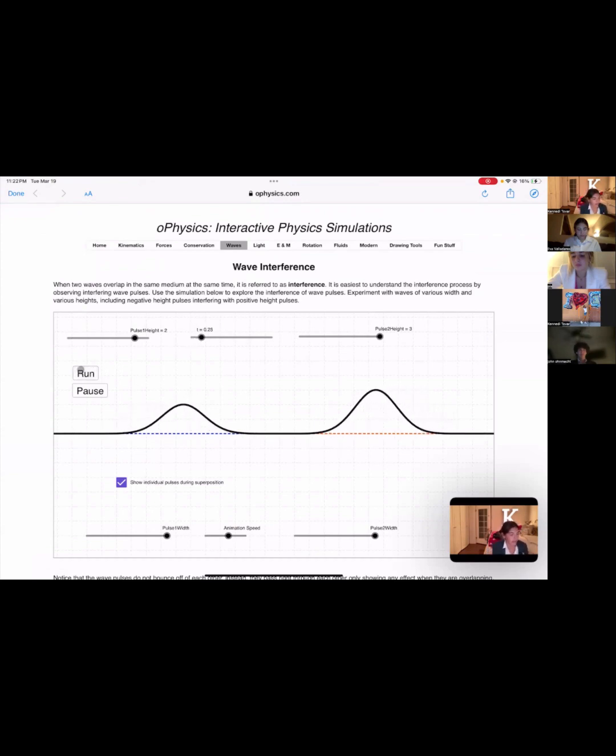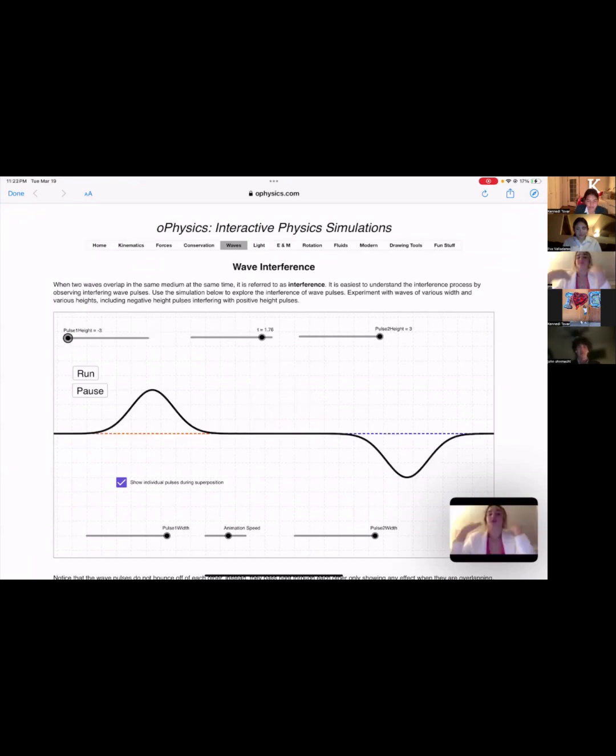So when these two waves interfere, you can see that they combine and they create a longer amplitude when they meet in the middle. Okay, so now we have one wave with a negative height and one wave with a positive height. If you're online, please pause the video and write down how you think these waves are going to interfere.